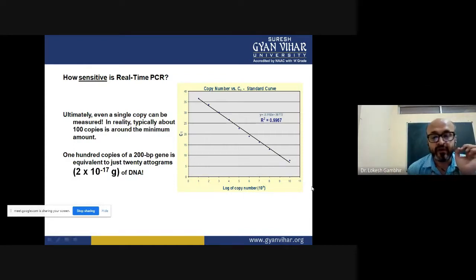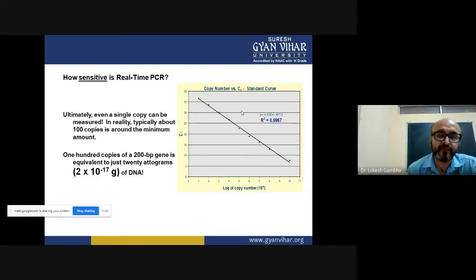Now what we do, we take the log of the copy number, that is, how many copies of that particular DNA are present, and we plot it against the CT value, and we get a straight line of a standard. Once we get the straight line and the equation, we obtain a sample. When the sample is given to us, we put it under RT-PCR, and we get the CT value if the patient is infected.